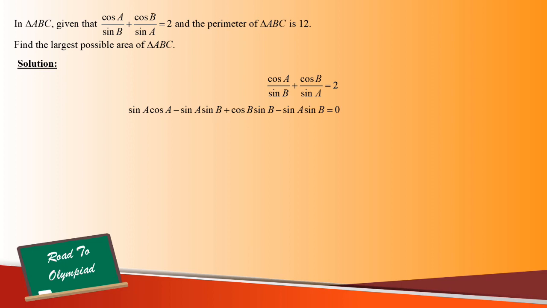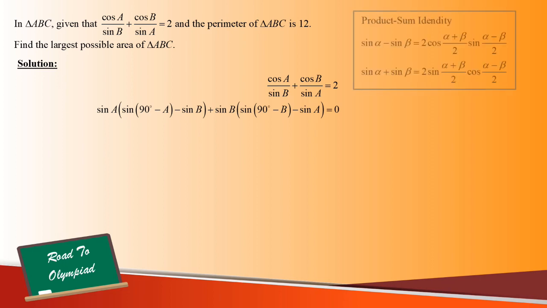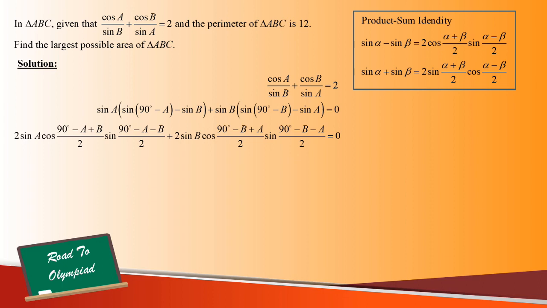Factor out the sine A and sine B, we have this one. Here we can rewrite cosine A as sine of 90 degrees minus A and cosine B as sine of 90 degrees minus B. This is because we want to use the product sum identity to rewrite the difference between the sines as follows. Here we notice that both terms can be factorized by 2 sine of (90 degrees minus A minus B) over 2, and we get this one.